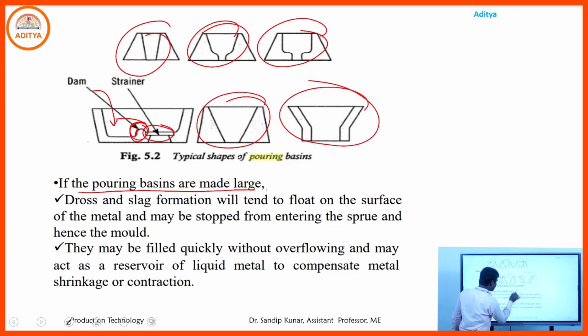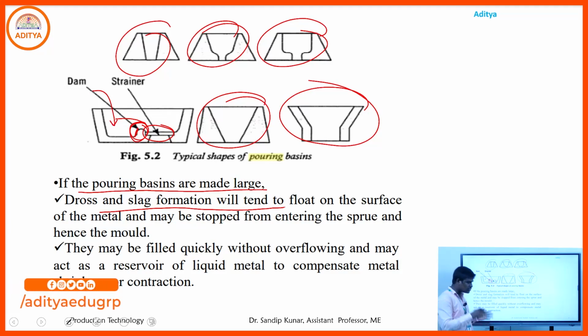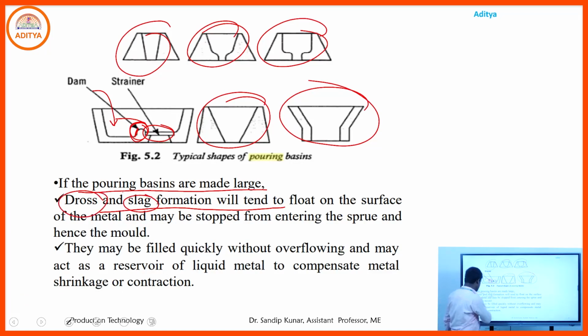If the pouring basin is made large, dross and slag formation will tend to float on the surface. Due to the presence of that impurity, sometimes it will stop the flow of the molten metal through the sprue system, the runner system, and sometimes the gating system. So always remove the dross and slag portion. Also, always fill up quickly without overflowing, so it may act as a reservoir. So always avoid overflowing of the molten metal.